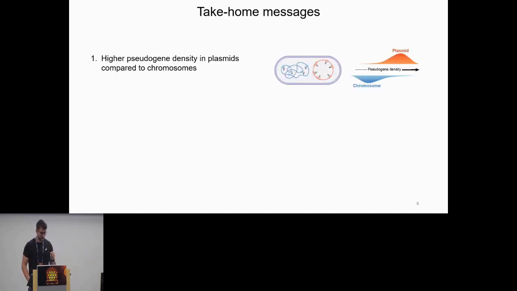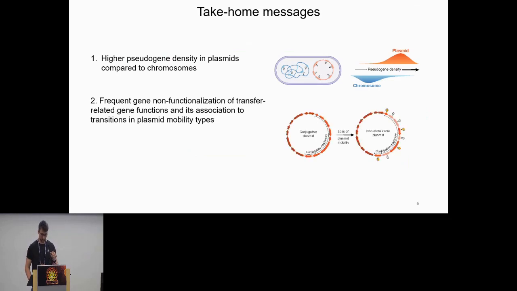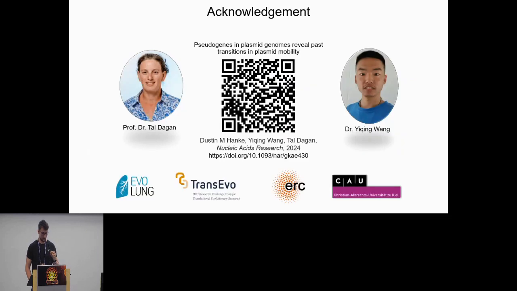To briefly summarize, I showed you here that plasmids usually tend to have a higher pseudogene density compared to chromosomes. Additionally, I also showed you that there's a frequent gene non-functionalization of transfer-related genes and that this may lead to transitions in plasmid mobility. And in the end, I also emphasized that the loss of self-transmissibility is a possible route to domesticated plasmids.